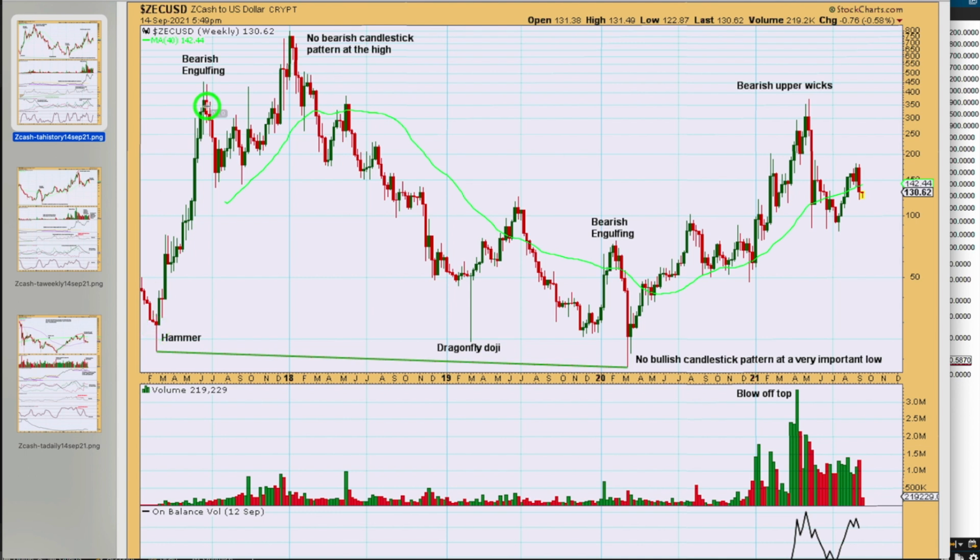And this is a nice bearish engulfing candlestick pattern. There's no bearish candlestick pattern at this important high. A huge dragonfly doji down here. Bearish engulfing, no bullish candlestick pattern at this very important low. Some bearish upper wicks here, but no bearish candle. Oh no, that's a dark cloud cover actually. That is a bearish candlestick pattern.